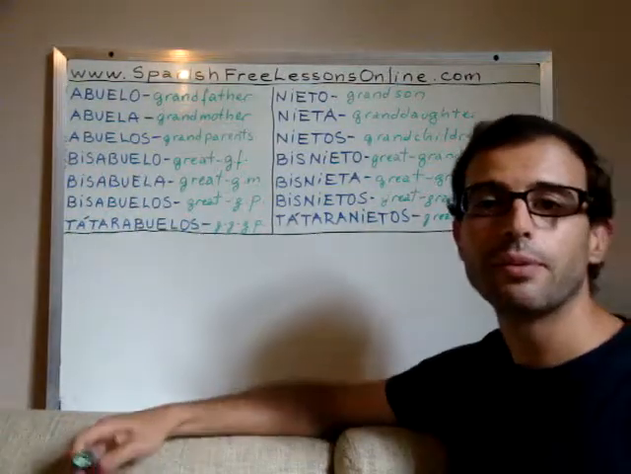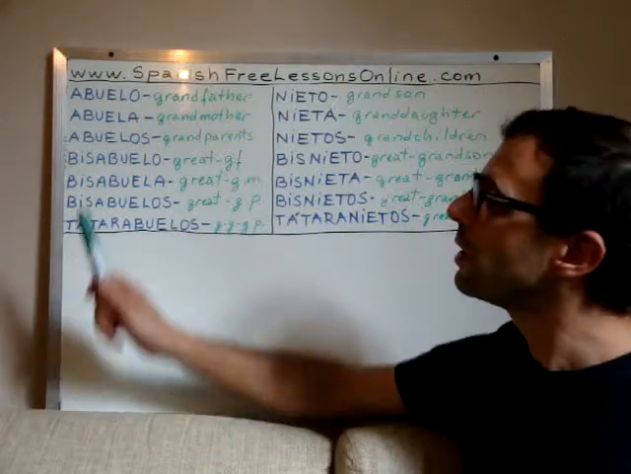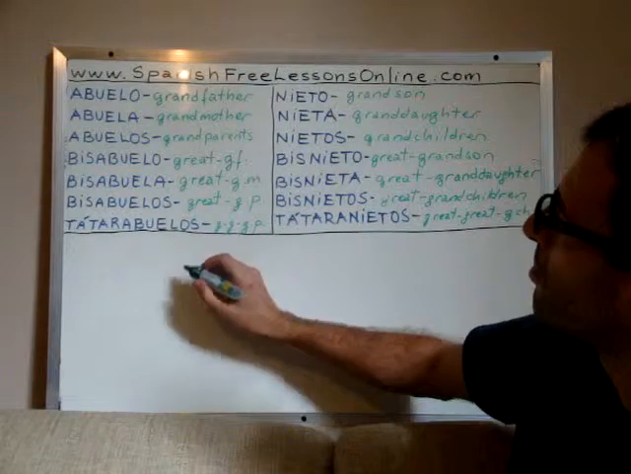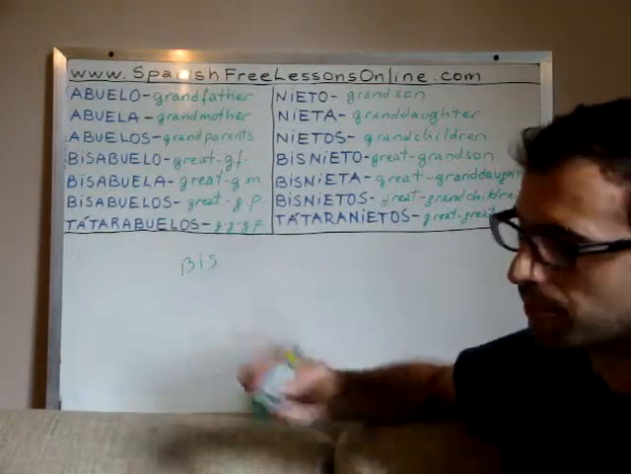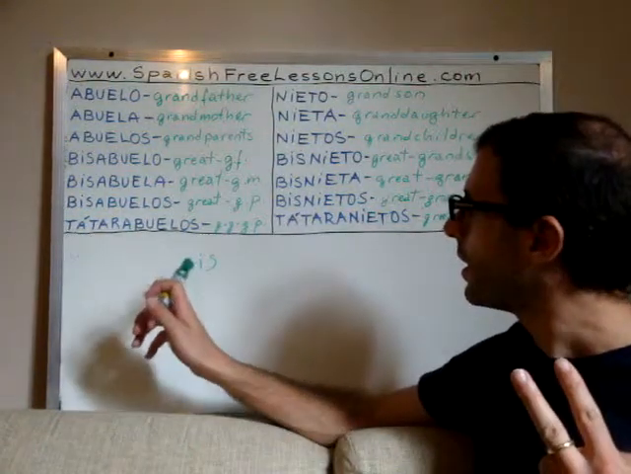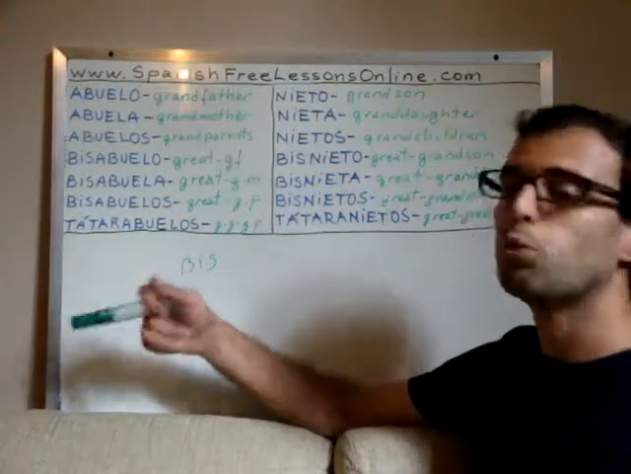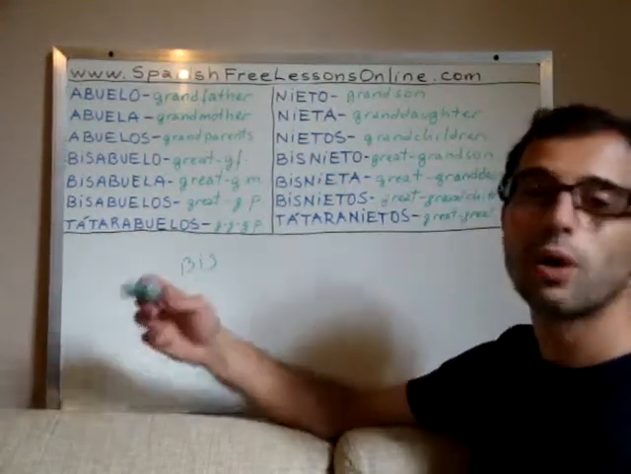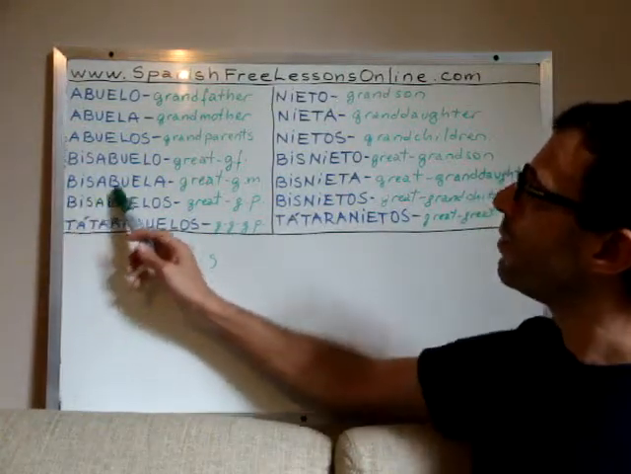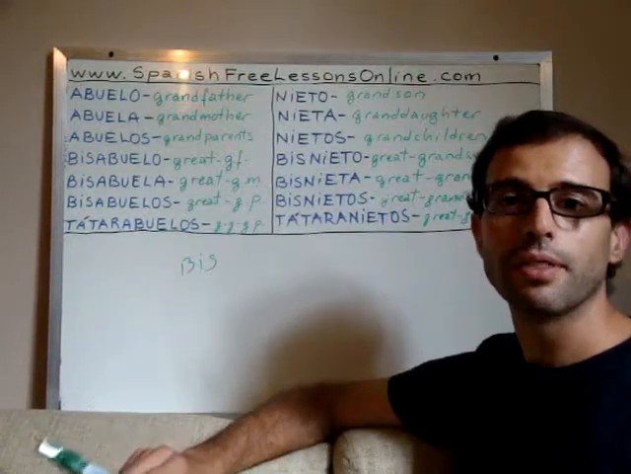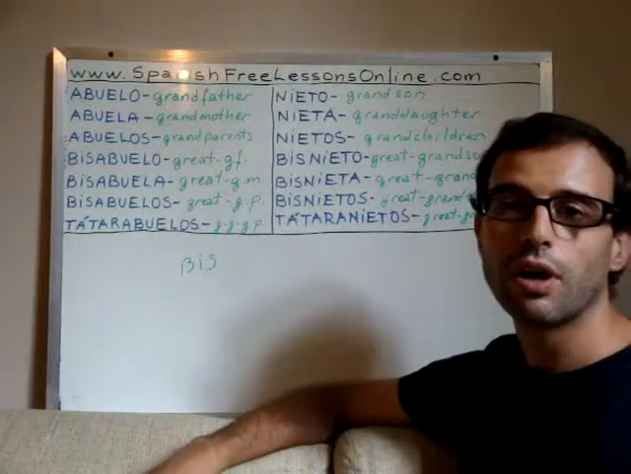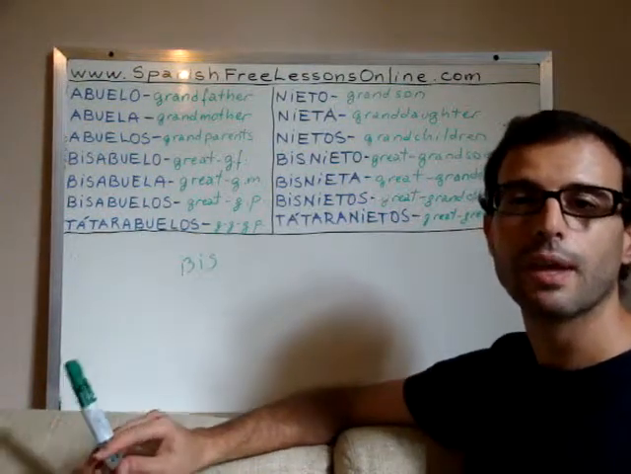Bisabuelo means great grandfather. Bisabuelo. Okay? Has the prefix bis, right? Bis means twice. And this would be twice grandfather, right? One generation above the grandfather. Bisabuela is great grandmother. And bisabuelos are the great grandparents.